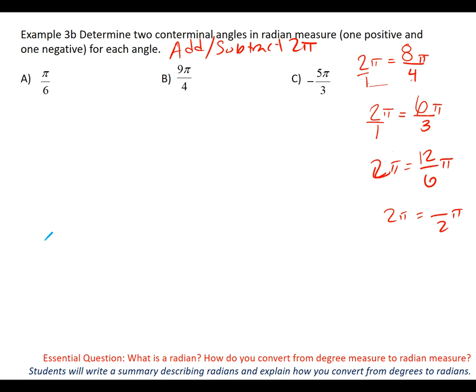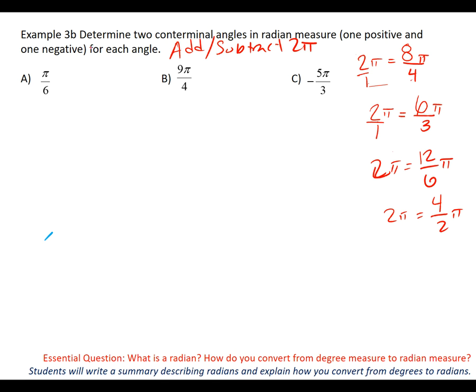What if I'm in over 2 world? What would I have to do? What would I get as my numerator? Right? So all of those things all say 2 pi. It just depends on which denominator I have as to which one I'm going to use.